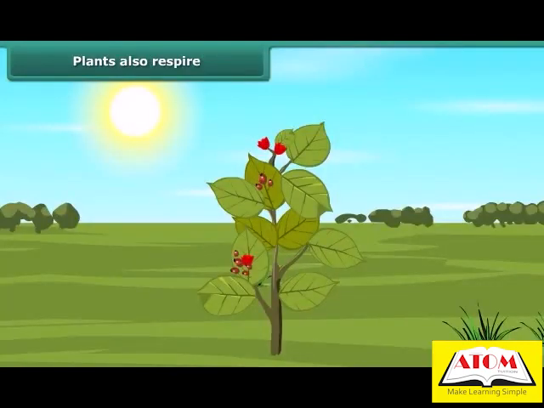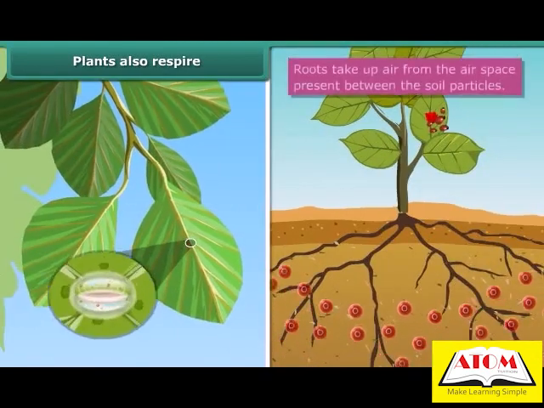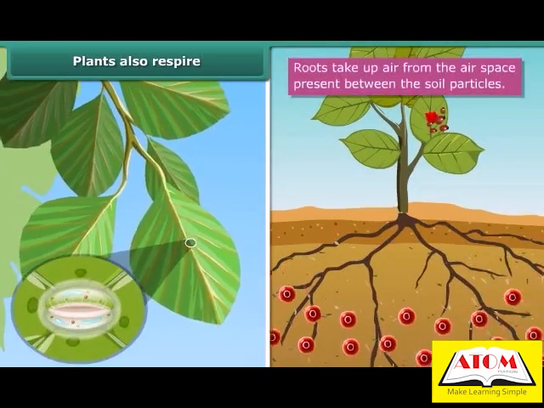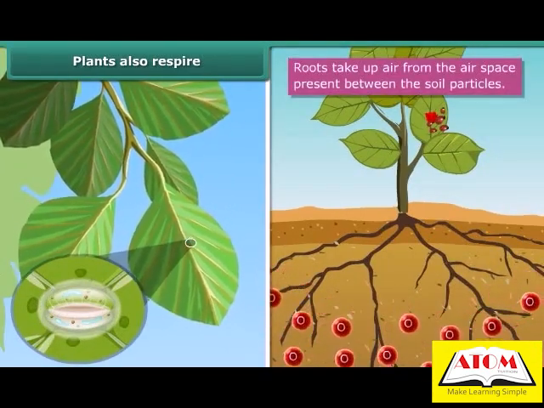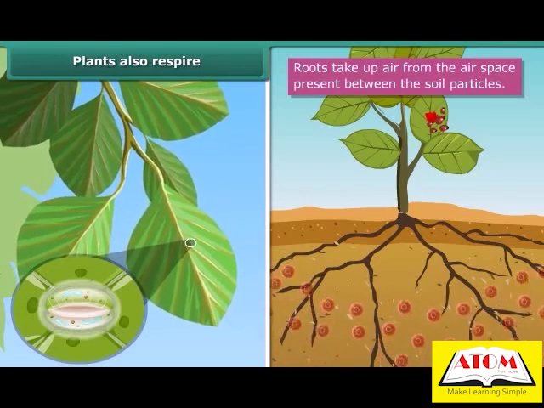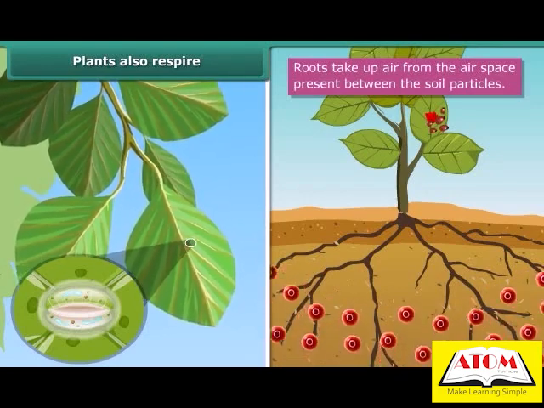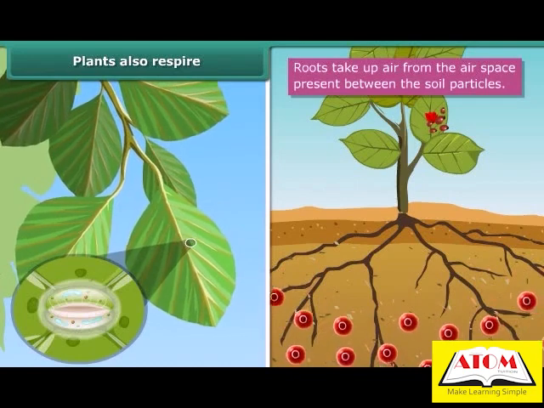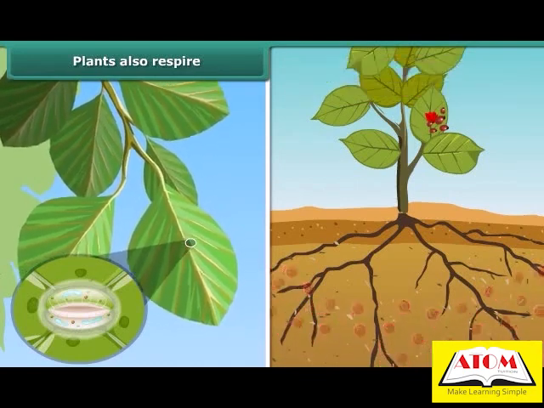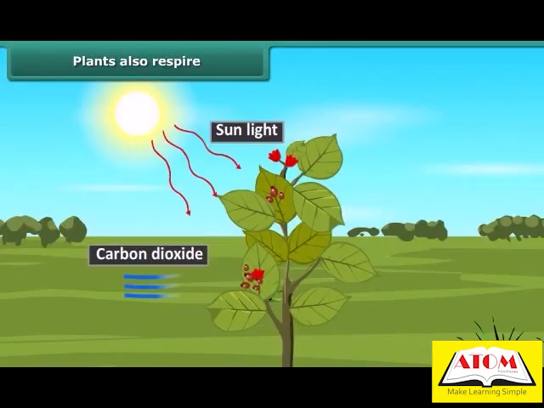In plants, respiration takes two different forms. One, when the pores of the plant absorb oxygen and release carbon dioxide. These pores are present all over the plant body and even in the roots. Two, when photosynthesis takes place. In this form of respiration, plants absorb carbon dioxide and release oxygen.